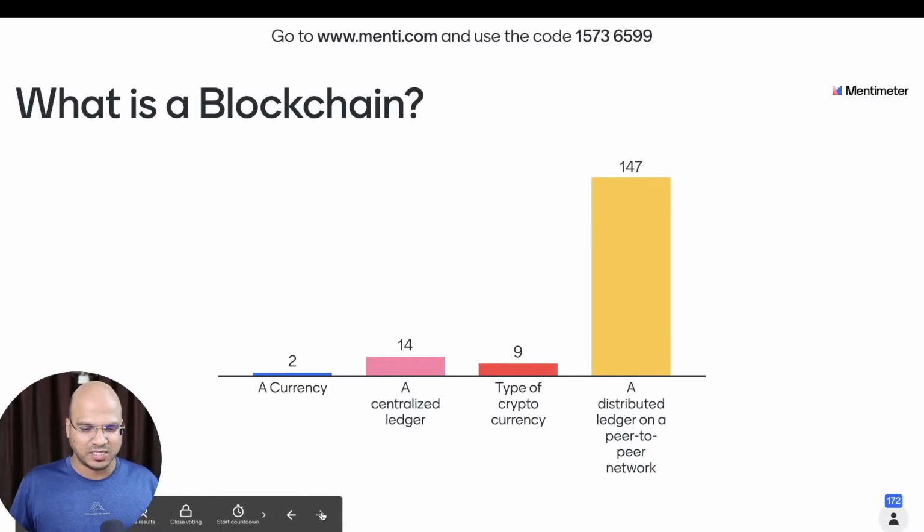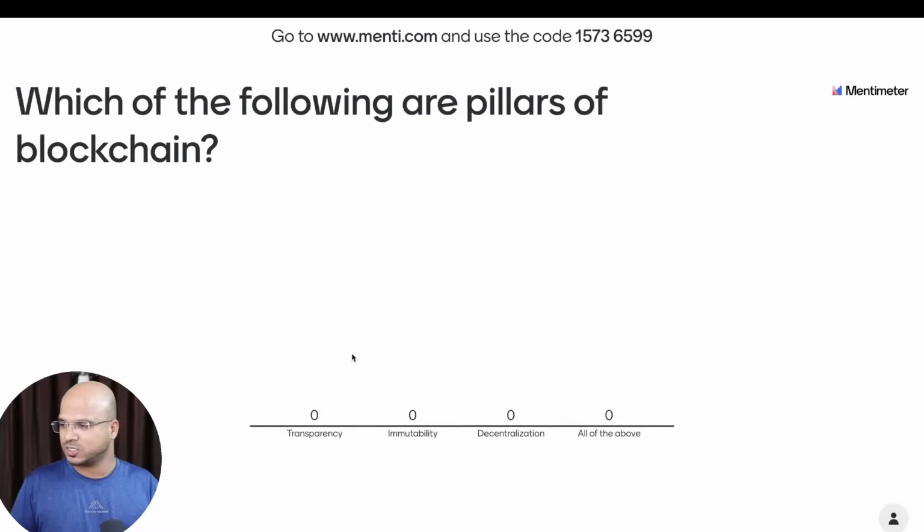Awesome. Now let's go for the next question. So the right answer for this question is the fourth option. Let's go for next. Which of the following are the pillars of blockchain? Is it transparency, immutability, decentralization, or all of the above?